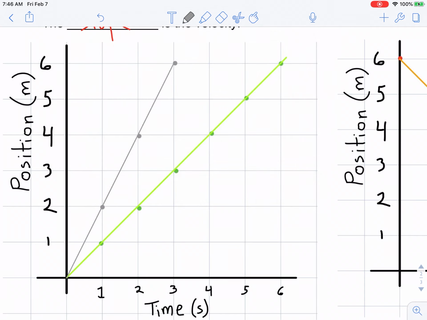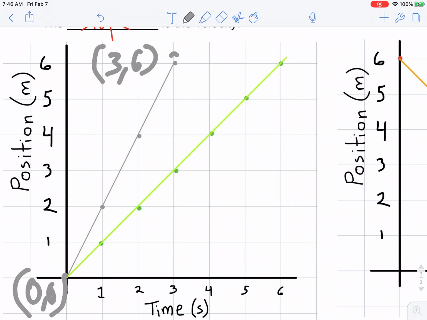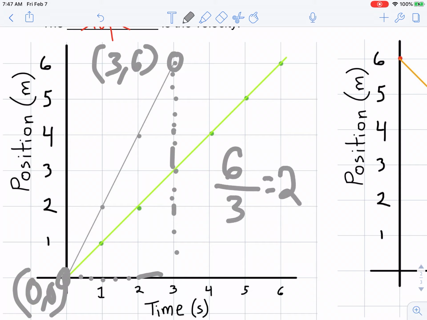I'm not a biologist. So here we have time 3, 6. We have this spot, and let's use the origin, 0, 0. So if we're looking at the slope here of this spot and this spot, we have a rise of 1, 2, 3, 4, 5, 6, and a run of 1, 2, 3. So our slope here is of the rabbit. I'm in gray to tell everybody that I'm talking about the hare. We have a rise of 6 and a run of 3, and our slope is 2.